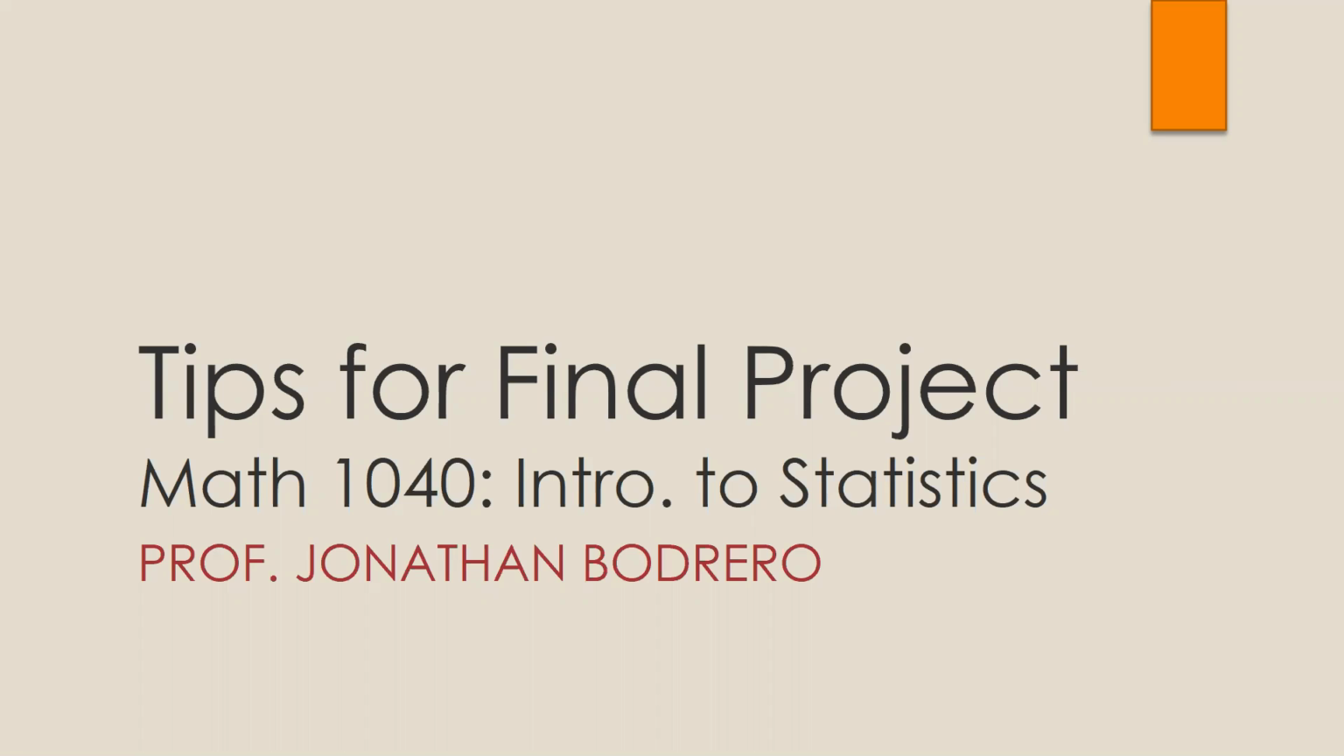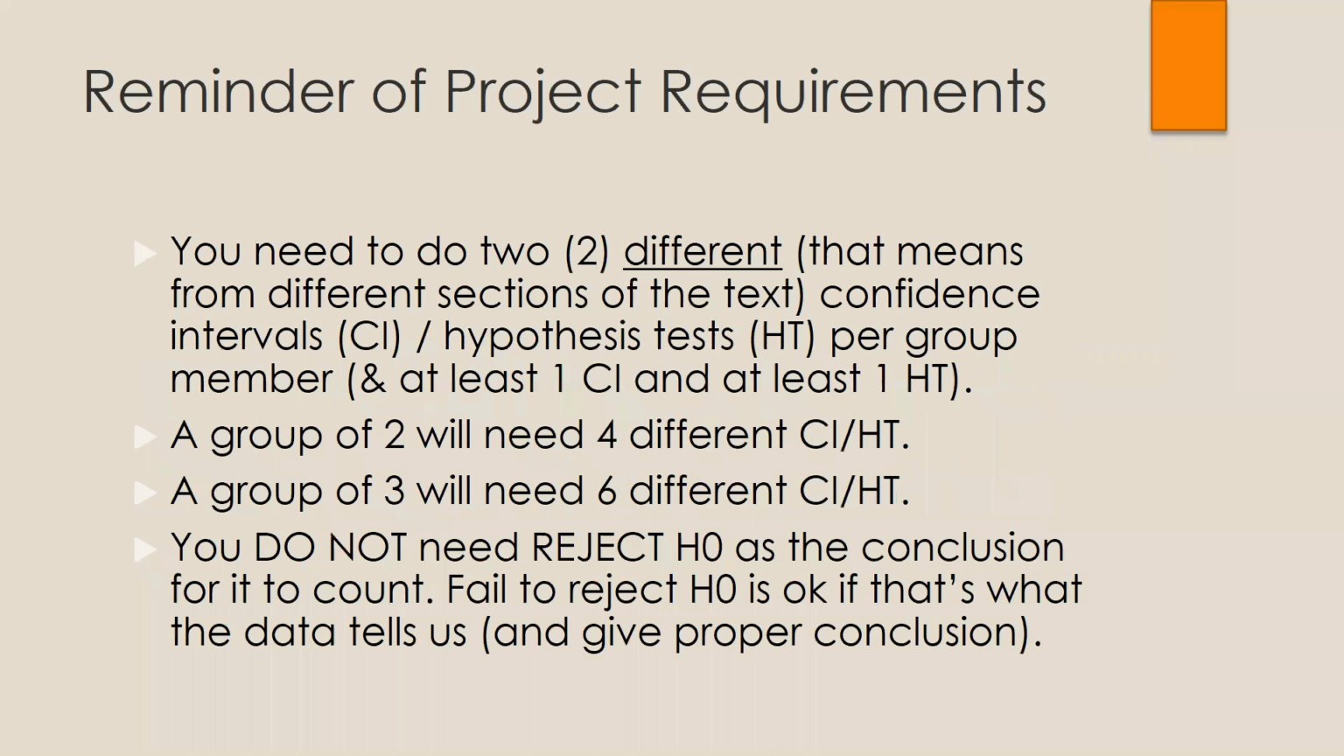For the final project, let me start off with a couple of reminders. You need to do two different confidence intervals or hypothesis tests per member of your group, and your final project should include at least one confidence interval and at least one hypothesis test. And when we say different, that means they come from different sections of the text.